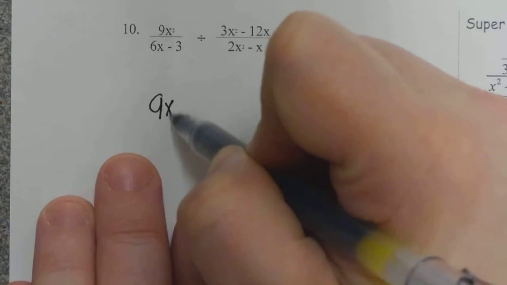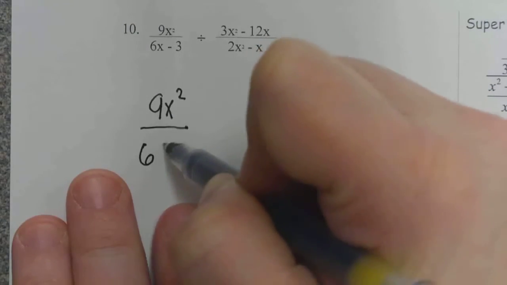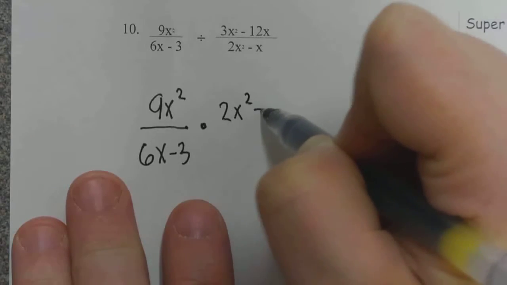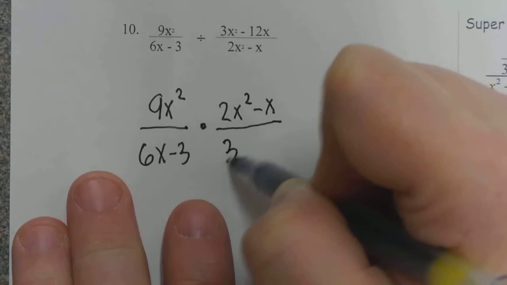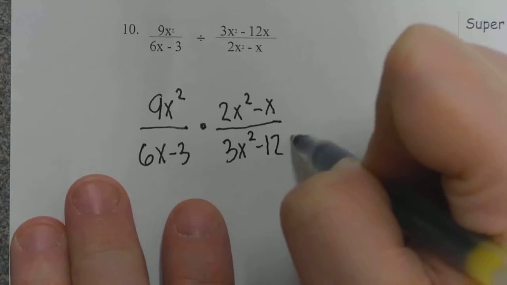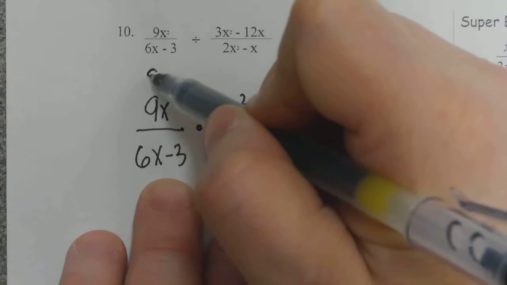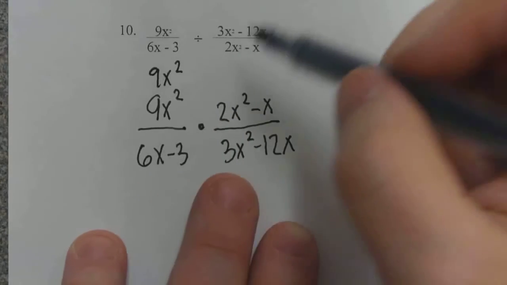Number 10, same thing. Division turns into a multiplication problem by flipping that second part upside down. So we're just going to take a minute and we'll rewrite it with the bottom on the top and the top on the bottom. Then we'll go through and we'll factor. I know I'm moving really fast here. If you need to pause anytime to figure out your factoring, go ahead.